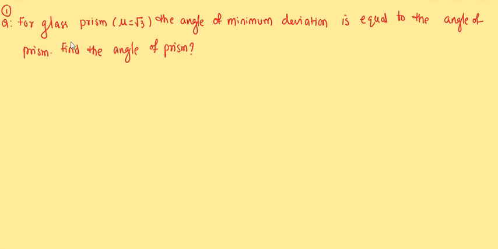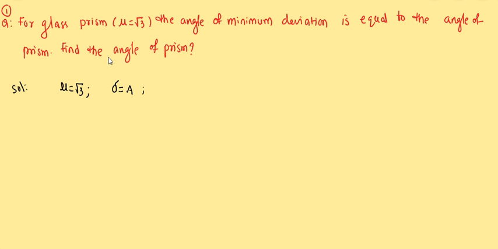What do they give in the question? The refractive index of the prism is root 3. We write in the solution. First we write the given values. Refractive index of prism is root 3, and the angle of minimum deviation is equal to the angle of prism. The angle of minimum deviation is denoted with delta, right? That is equal to the angle of prism, that is equal to A.